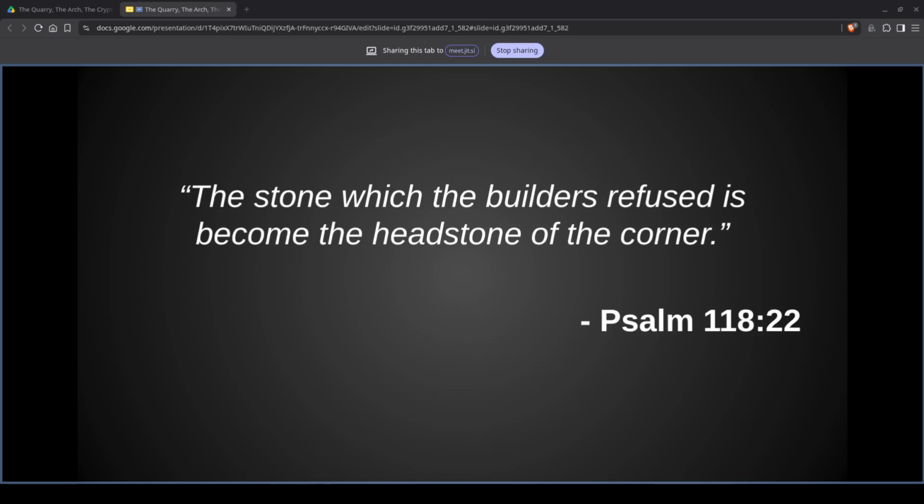This psalm seems to have been originally spoken by David, who was at first rejected by the Jewish rulers, but afterwards chosen by the Lord to be the great ruler of his people in Israel. We're reminded of this psalm by Jesus in Matthew.